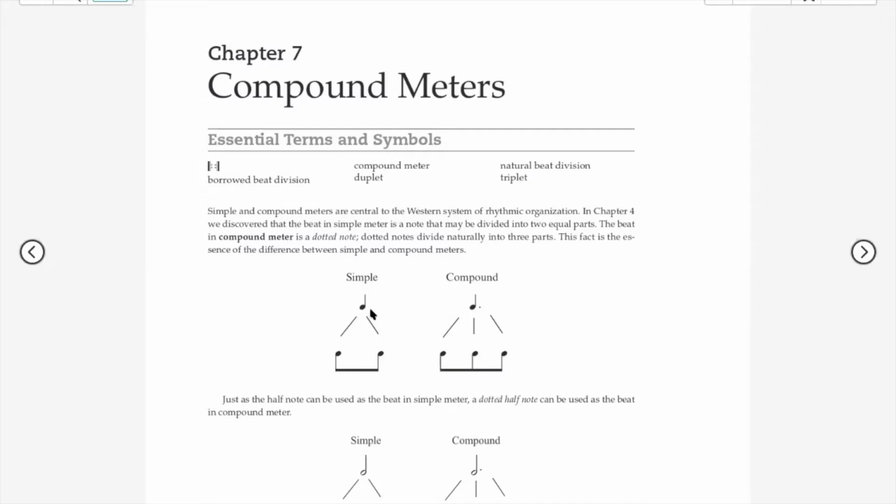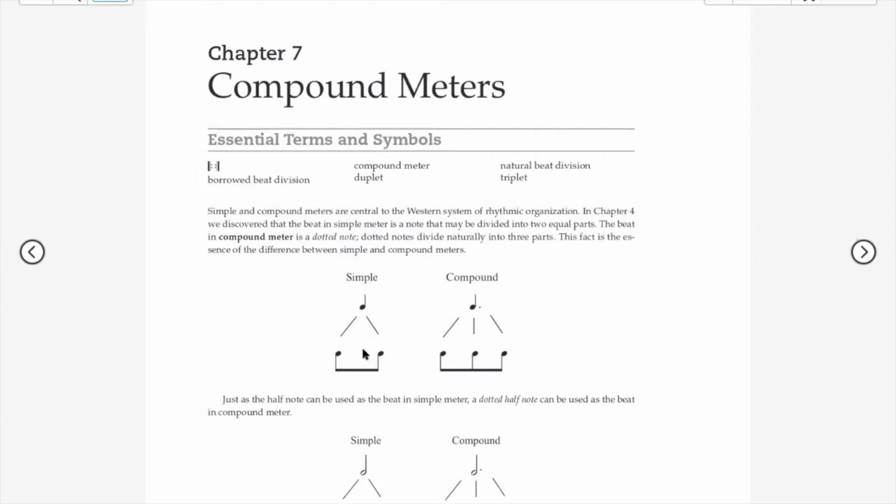If the quarter note's a beat, an eighth note is half a beat. So if this is a beat, you might hear 1 and 2 and 3 and 4 and, notes that took up half a beat. And that would be a very common and normal thing to happen. That's called a simple beat.